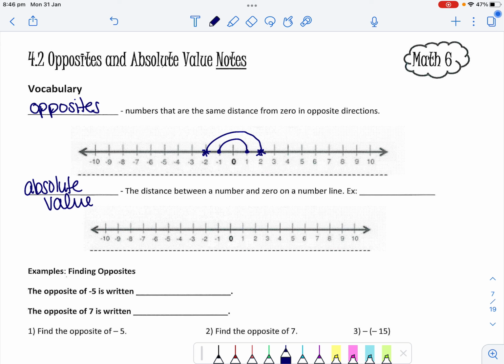Absolute value is the distance between a number and zero on the number line. And it looks like this. So we're going to draw these absolute value bars, and I'm going to put a number on the inside. And I'm going to say, okay, how far away from 0 is 3? Well, it's 1, 2, 3 units. So the absolute value of 3 is 3. If I do the same thing for -3, so here's -3, I'm still 1, 2, 3 units away from 0. So the absolute value of -3 is also +3.